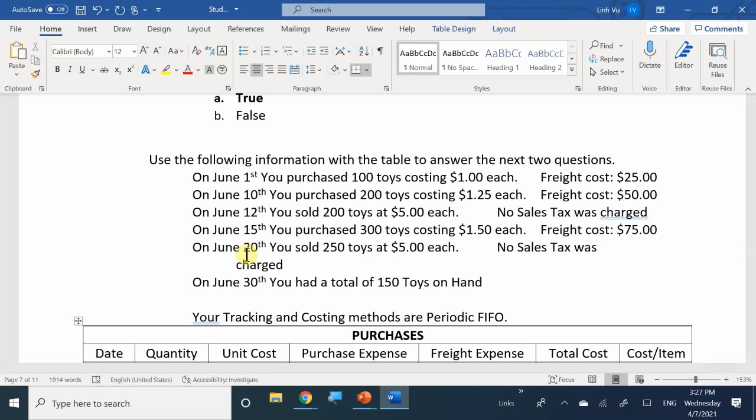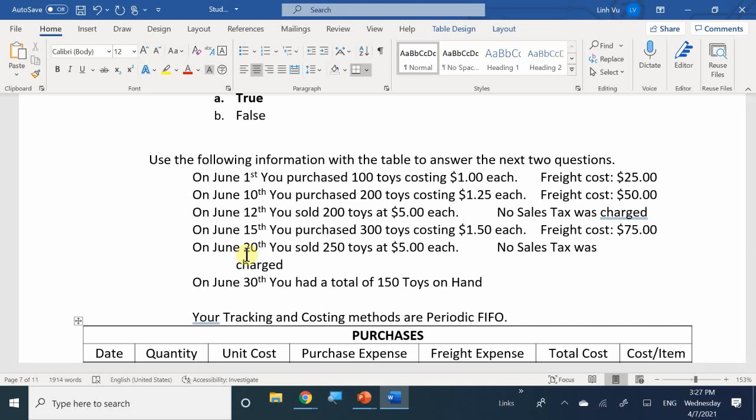Then what happened on June 12th? You sold 200, but you really do not have to put it in the purchase. Just note it for later. Perfect, good. There's no sales tax, that's just for this example. It's not like that all the time, right? For the exam, I'm not going to have you calculate sales tax. It's just for the test only. So you recognize that we sold something, but you're right, we don't need to place it into the inventory worksheet. We can skip that and wait for later.